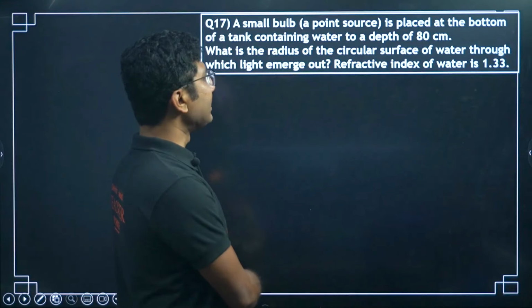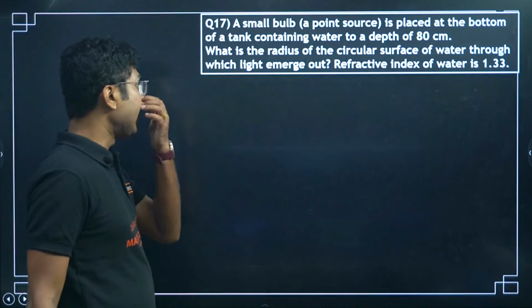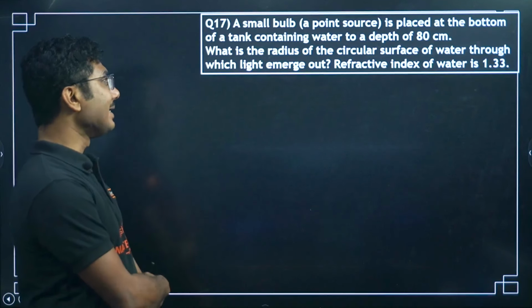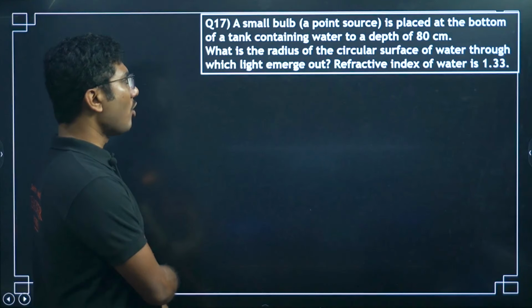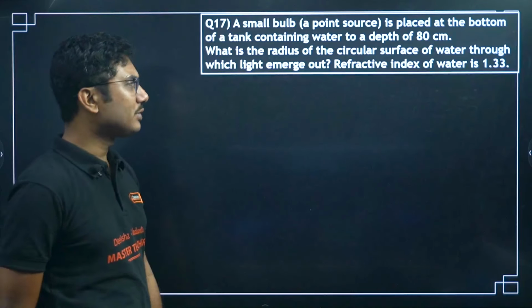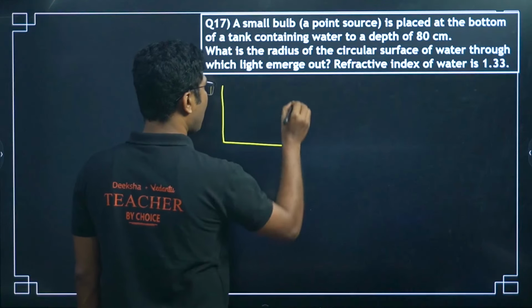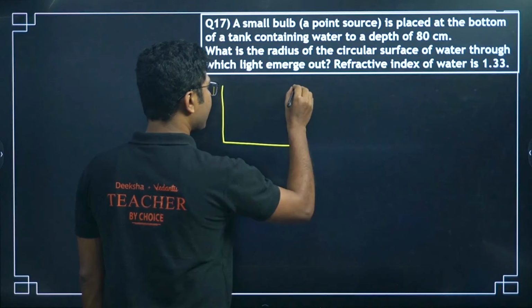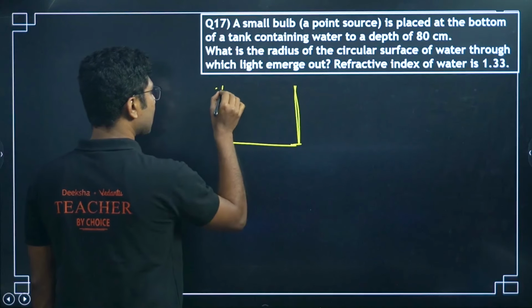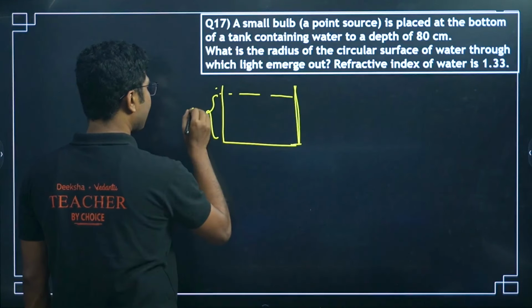A small bulb is placed at the bottom of a tank containing water of depth 80 centimeter. What is the radius of the circular surface of water through which the light emerges out? Refractive index of water is 1.33. So, here we have a tank, suppose this is water, and the depth of water is given as 80 centimeter.